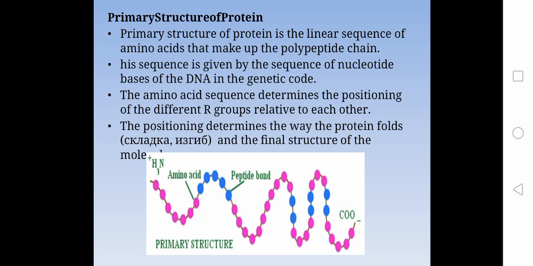So what is the primary structure of protein? Primary structure of protein is the linear sequence of amino acids that make up the polypeptide chain. This sequence is given by the sequence of nucleotides in DNA in the genetic code. The amino acid sequence determines the positioning of the different R groups relative to each other. The positioning determines the way the protein folds and the final structure of the molecule.